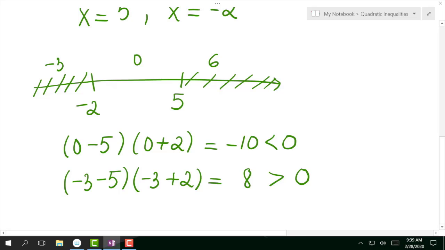So my last question is, should we take negative 2 and 5 as well? Let us know in the comments or come to Peer Tutoring for the answer.